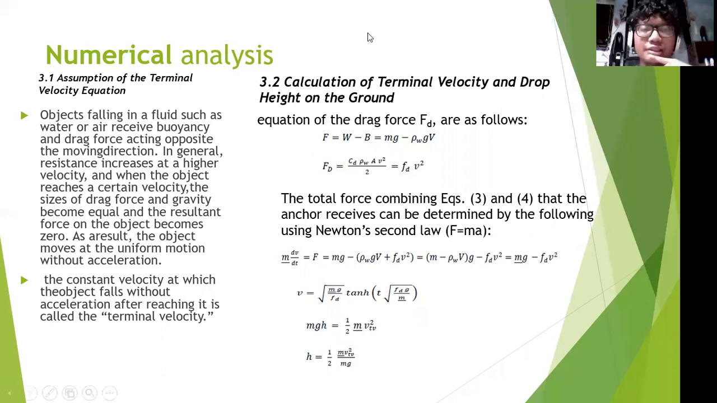So from this equation, we can find the drop height of the anchor itself. First, we must find the drag force of the anchor. We can get it from CD, the drag coefficient, and we have the density, area, and volume. So we can get the drag force of the anchor. After that, we can use Newton's second law to get the velocity. We can see in this stage that we got the velocity. After that, we can use the law of conservation of energy, so we can get the height of the anchor itself.